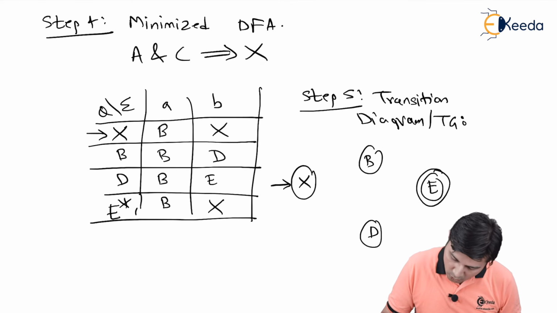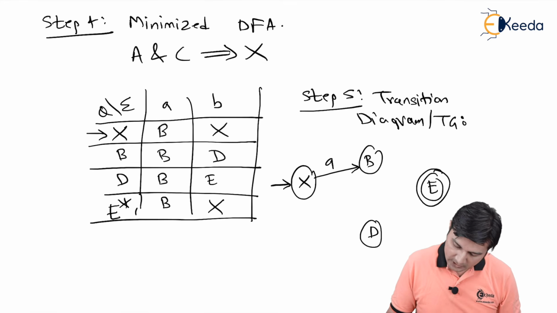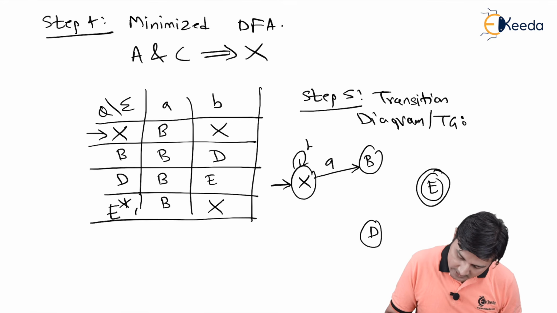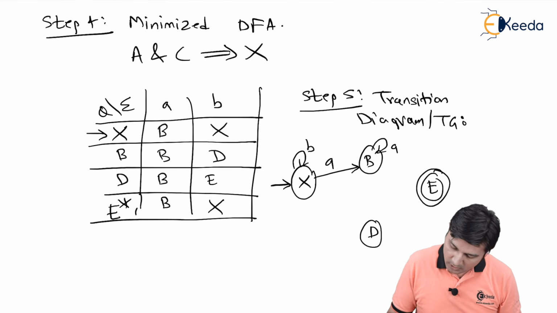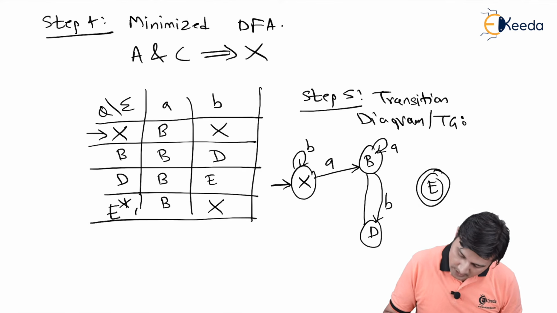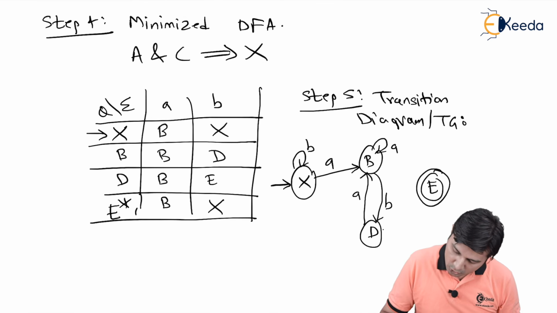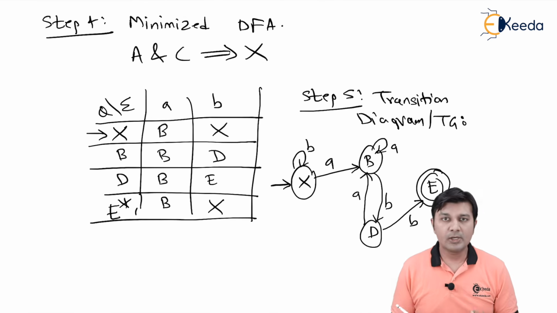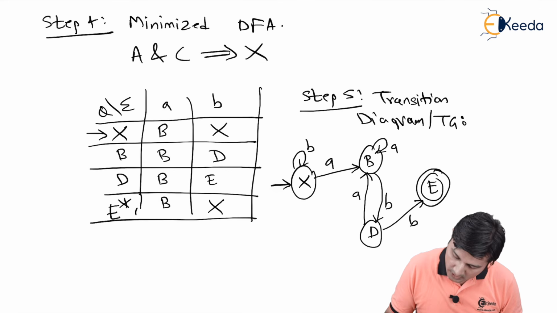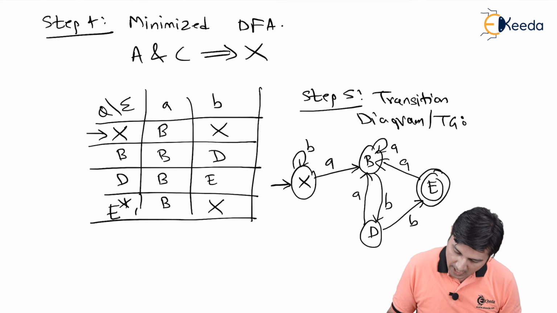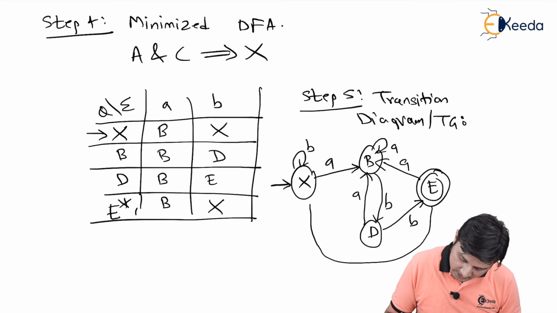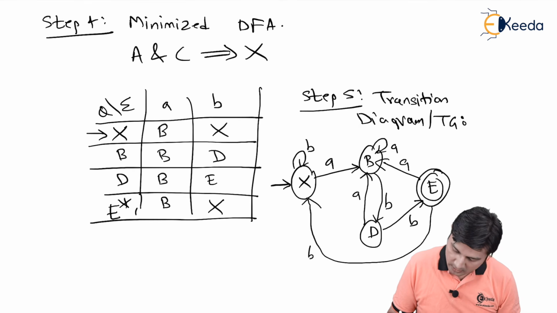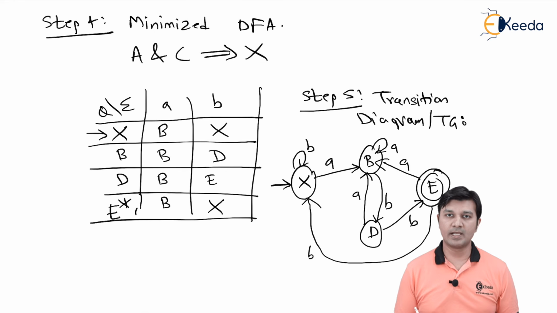X on A goes to B, X on B goes to X, B on A goes to B, B on B goes to D, D on A goes to B, D on B goes to E, E on A goes to B. So E on A going over here and E on B goes to X. So that is going to have a big transition from E to X on B. So that completes my transition diagram.